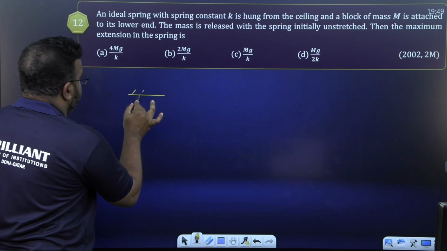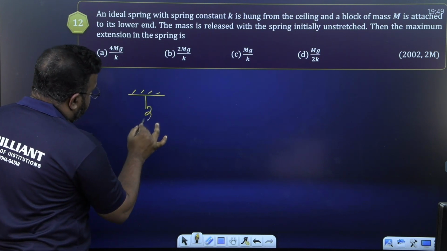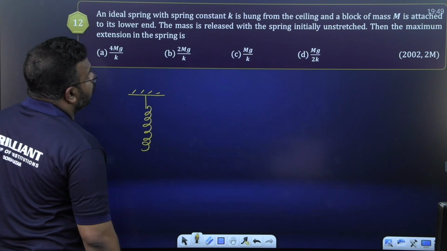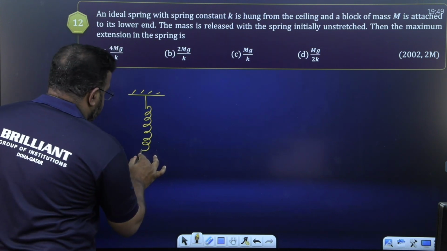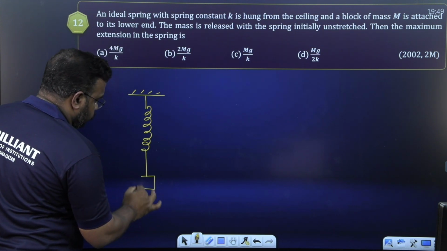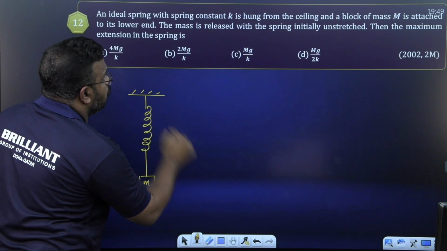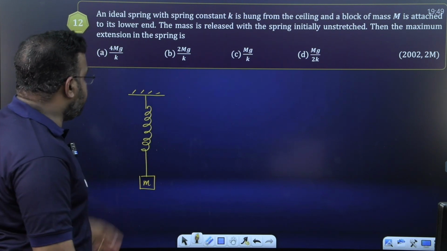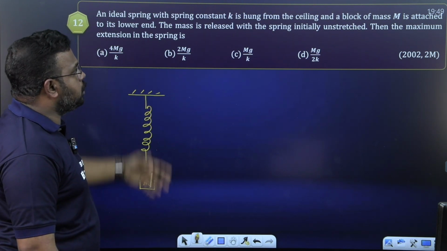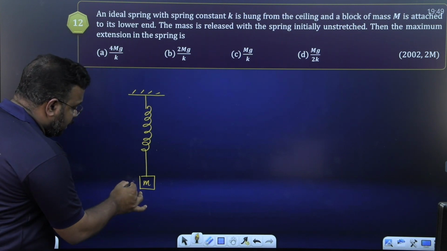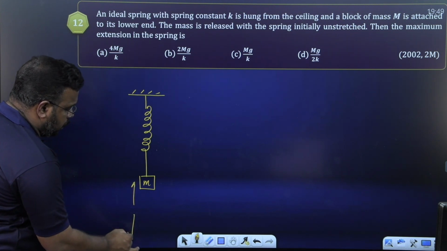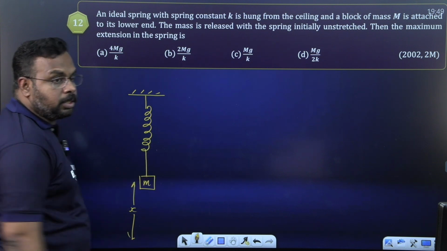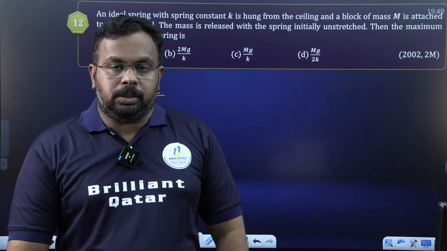See, there is a spring. Its spring constant is K. And a mass M is attached. Mass is released from its unstretched position. Then the maximum extension, through how much distance it can go. You can take it as x, then solve it.